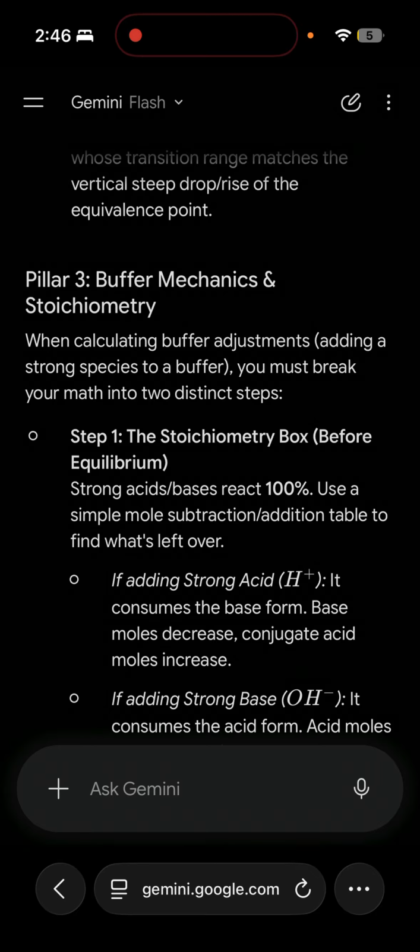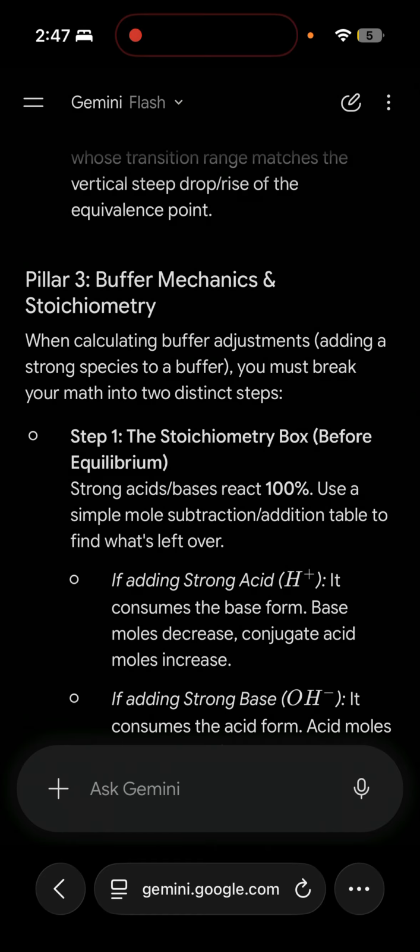Ice table shortcut: for weak acids starting with an initial concentration C, the equilibrium concentrations roughly become H plus equals X, A minus equals X, and HA equals C, so it simplifies to Ka equals X squared over C, where X equals H positive. pKa relationship: pKa equals negative log Ka, and Ka equals 10 to the power of negative pKa. Rule of thumb, a lower pKa or a higher Ka means a stronger acid.